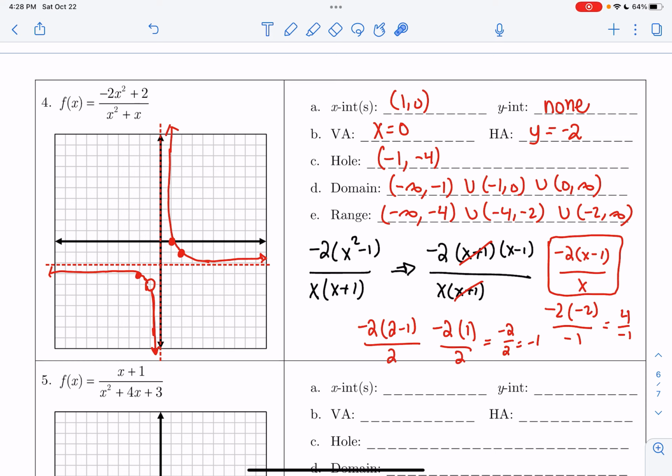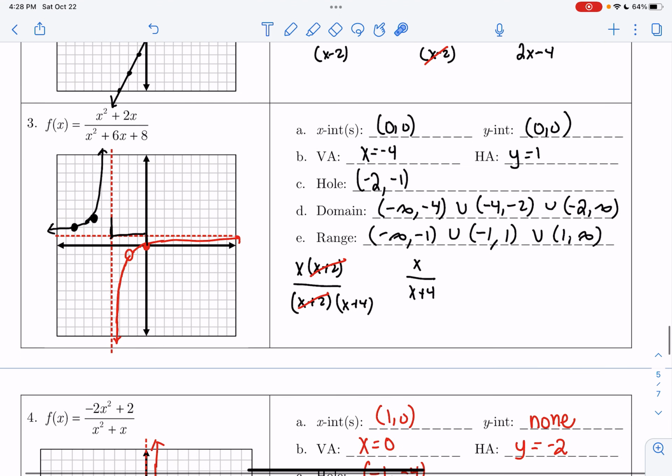One important thing to note about what we just graphed is that there are some non-canceling factors. For example, here in number 4, we canceled x plus 1. So this is a common factor, and this is a canceling factor. x plus 1 is a canceling factor. x minus 1 is a non-canceling factor in the numerator because it's on top, and x is a non-canceling factor at the bottom. Same thing with number 3.